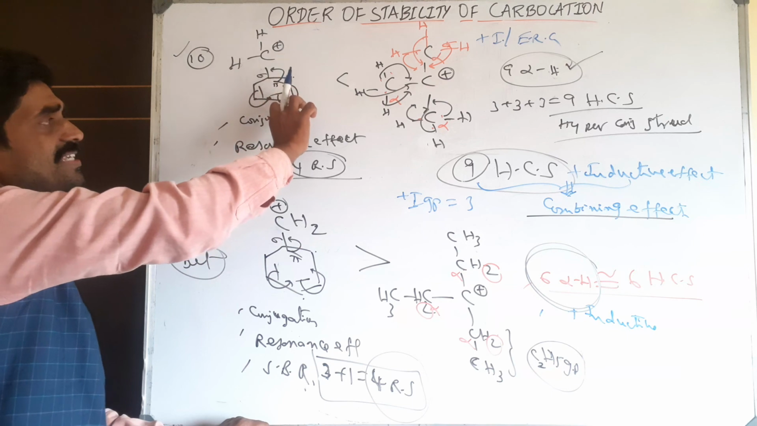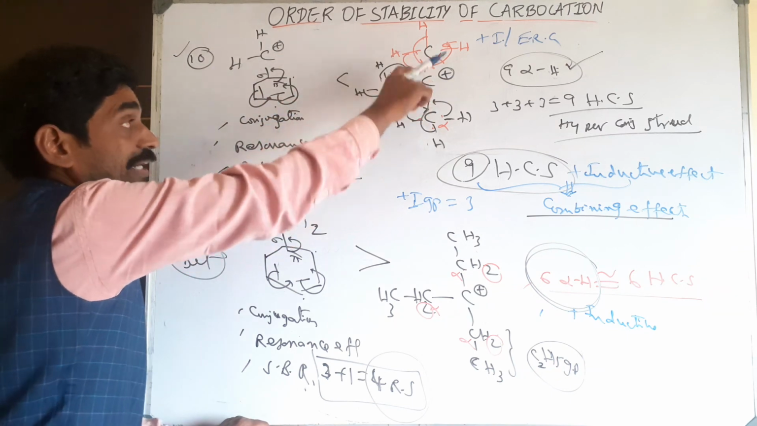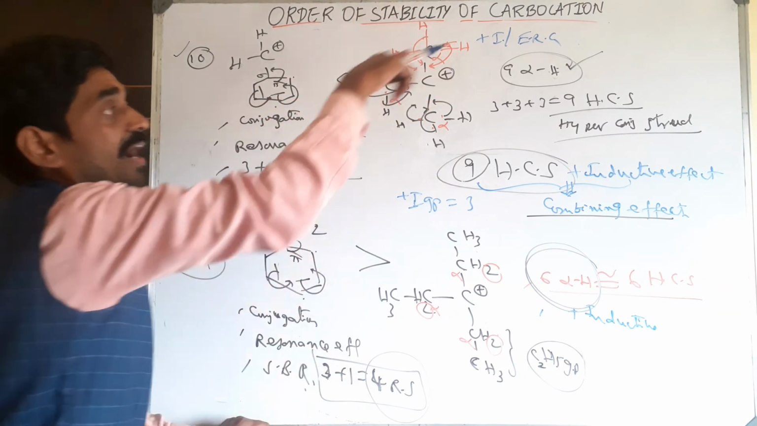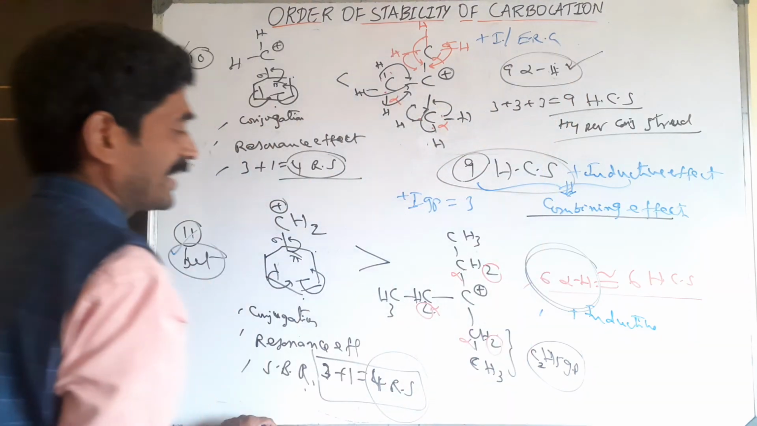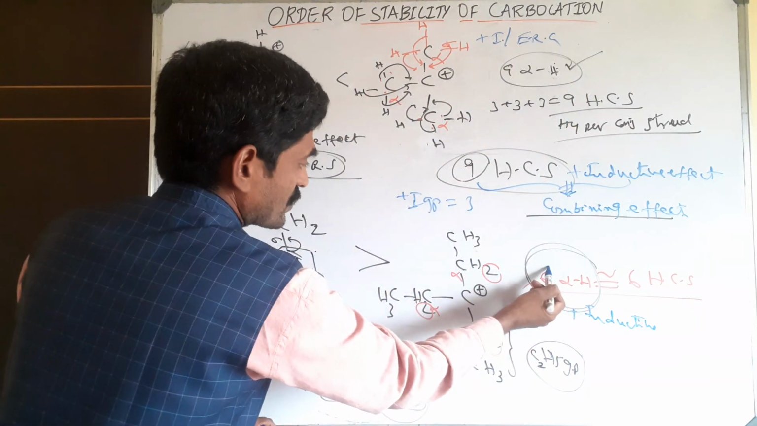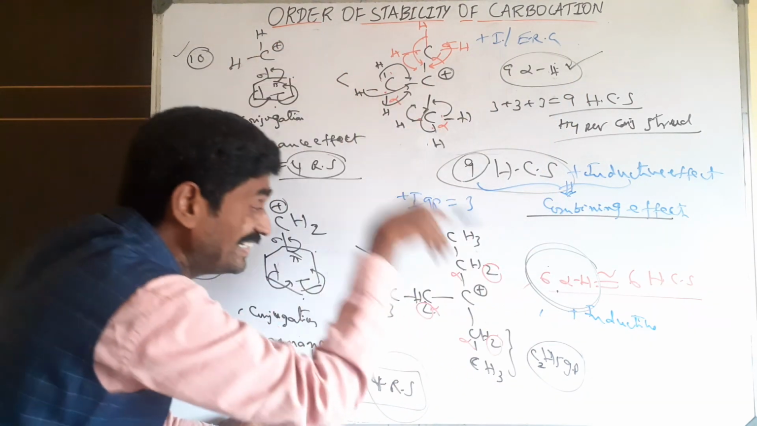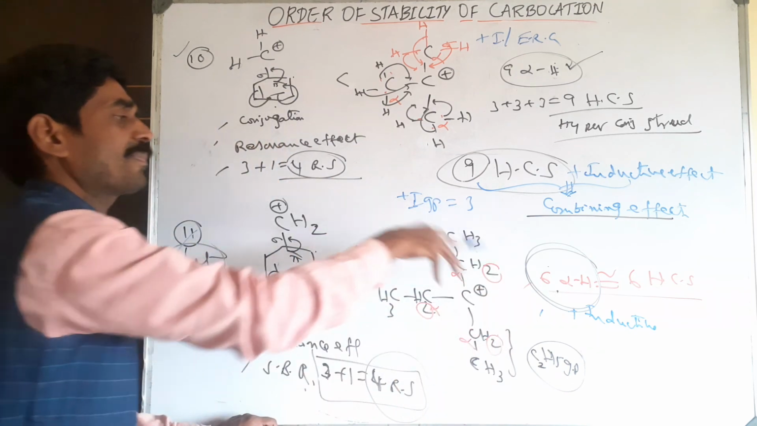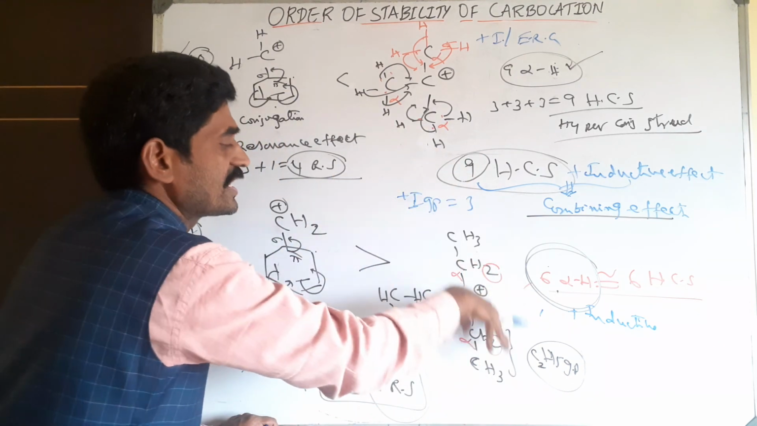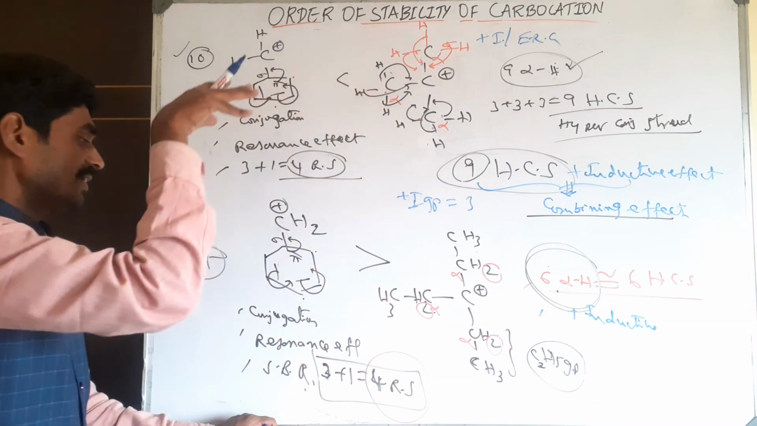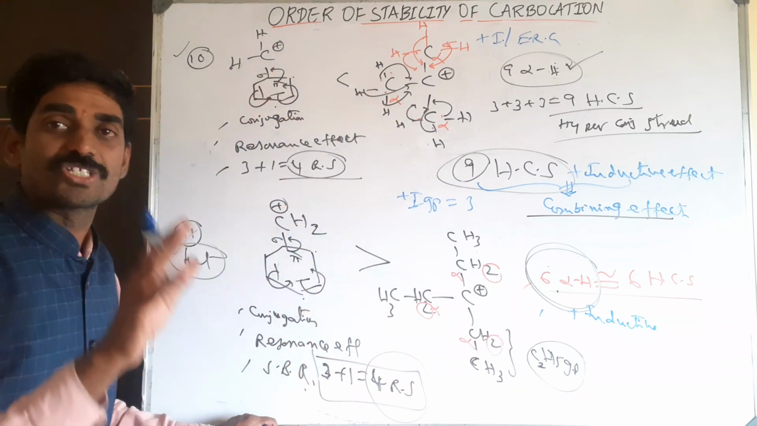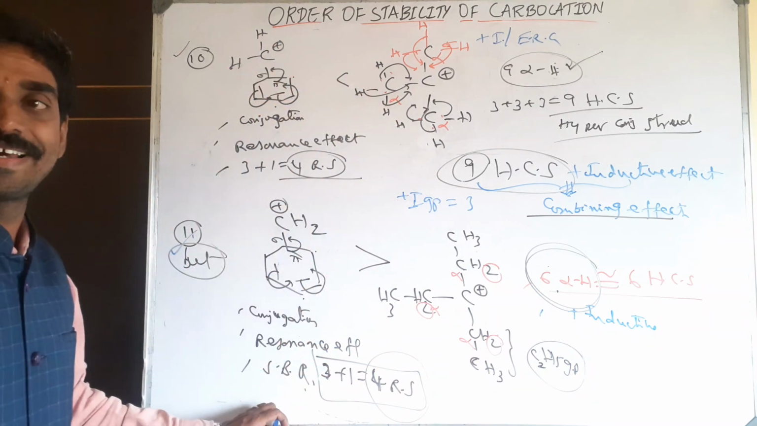This benzyl carbocation is less stable than the tertiary butyl because methyl groups are there, and alpha hydrogens are more in number. But here an ethyl group is there, alpha hydrogens are less, so that decreases the stability. As the number of alpha hydrogens decreases, the stability of that one also decreases. So that's why the benzyl carbocation is highly stable in this case. Is it clear right now?